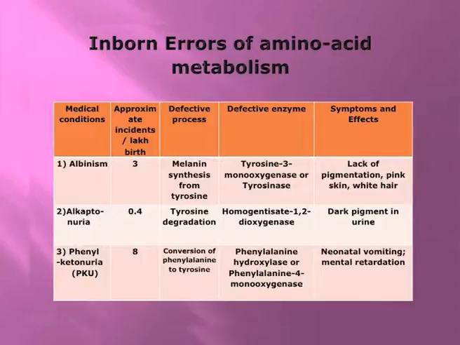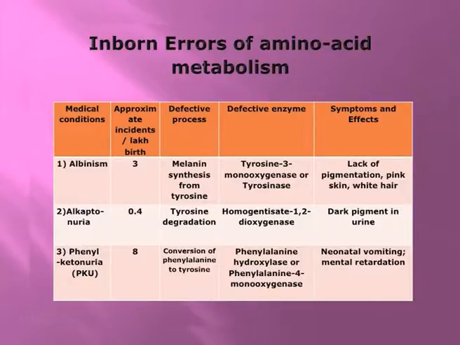errors. Some of the important ones are albinism, which results in prevention of melanin synthesis from tyrosine. The enzyme deficient is tyrosine 3 monooxygenase, and it results in lack of pigmentation, white hair, pink skin. Next inborn error of metabolism is alkaptonuria, and the enzyme deficient is homogentisate 1,2-dioxygenase. The symptom is dark pigmentation in urine.